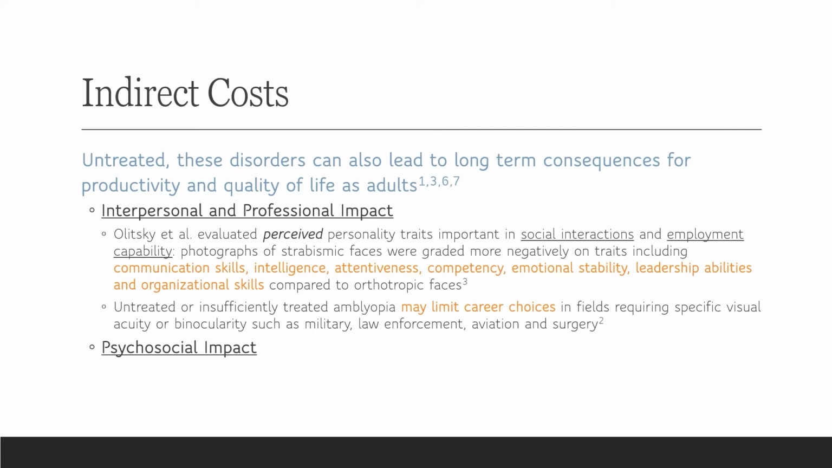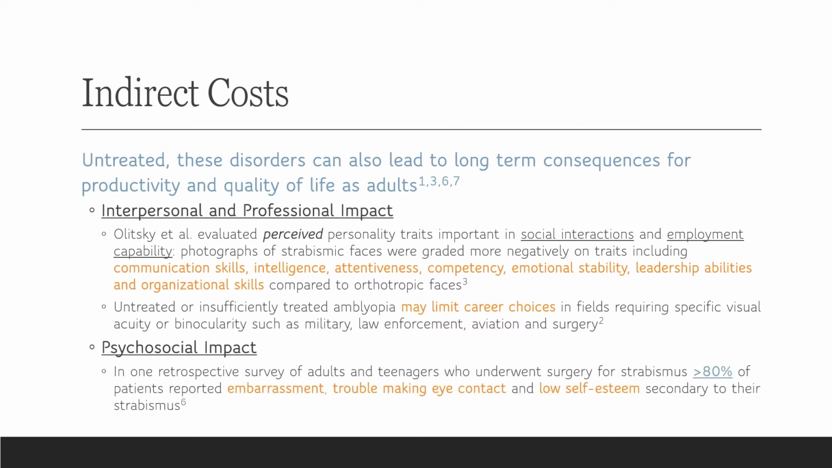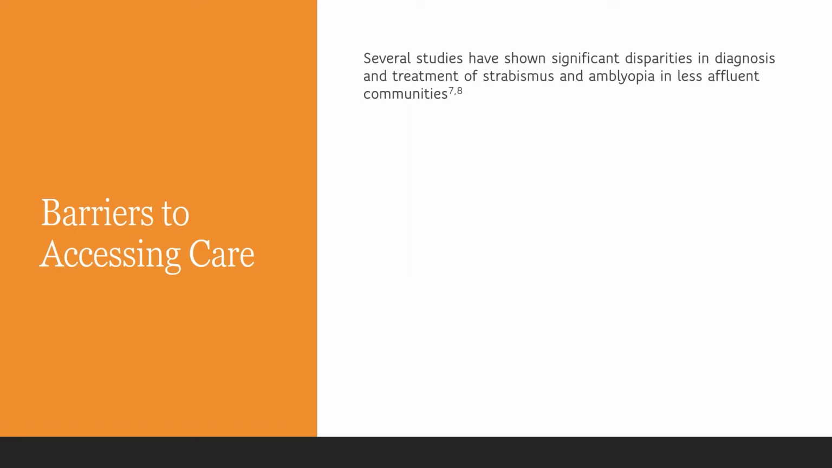There are also psychosocial impacts. In one retrospective survey of adults and teenagers who underwent surgery for strabismus, more than 80% of patients reported embarrassment, trouble making eye contact, and low self-esteem secondary to their strabismus. There are a number of barriers that can affect access to care. Several studies have shown significant disparities in diagnosis and treatment of strabismus and amblyopia in less affluent communities.